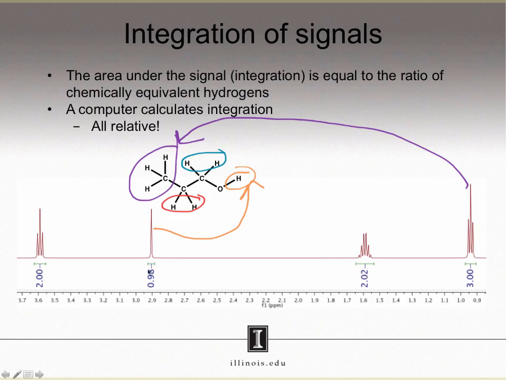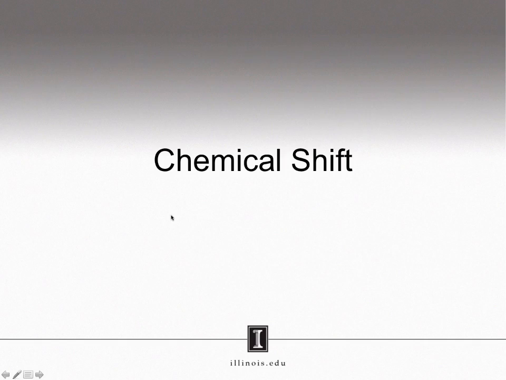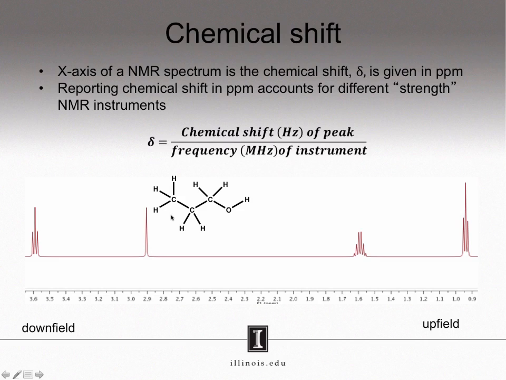Both of these signals have an integration of 2. The remaining sets of protons both contain 2 protons. We're going to need more information before assigning each of these signals to a particular set. A tool that can help us do that is what is called chemical shift. The x-axis of an NMR spectrum is measured in chemical shift, usually represented by the Greek letter delta, with the units being ppm. ppm stands for parts per million.